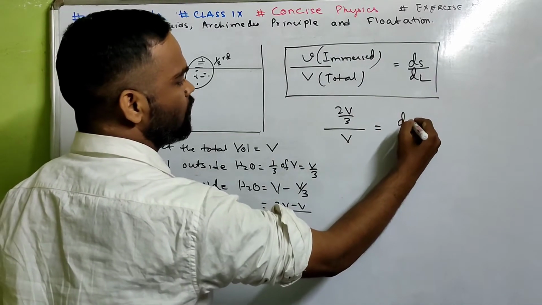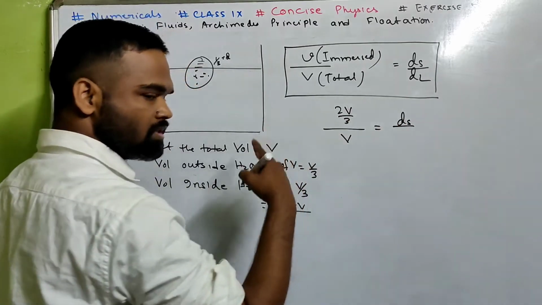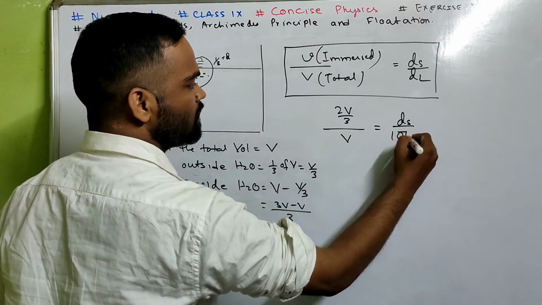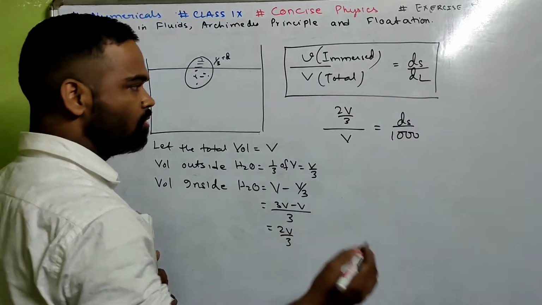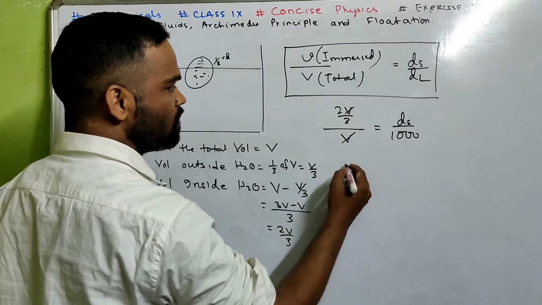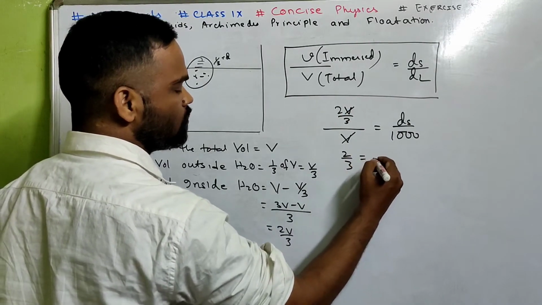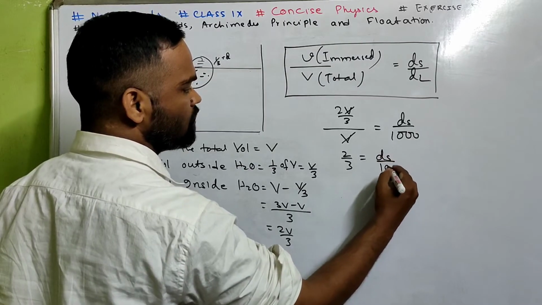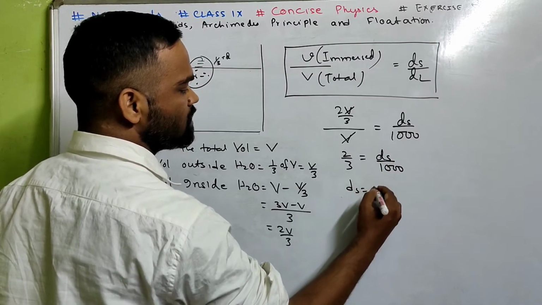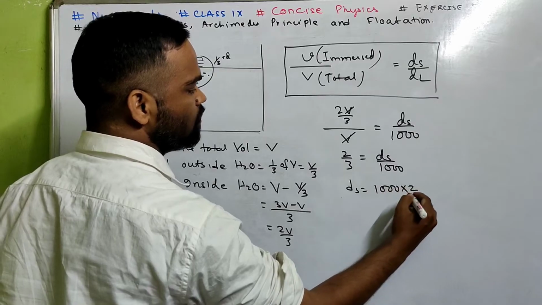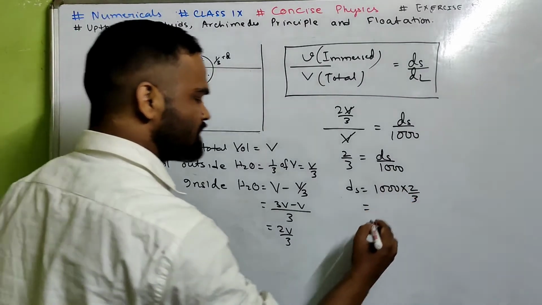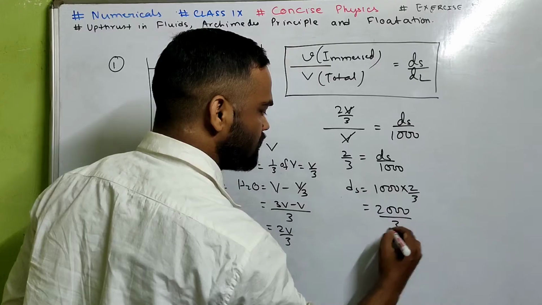Density of the solid, we don't know. Density of the liquid, since it's water, in the SI system, is 1000 kg per meter cube. This V cancels out. So 2 by 3 equals density of solid by 1000. So density of the solid is 1000 multiplied by 2 by 3. That's 2000 by 3.